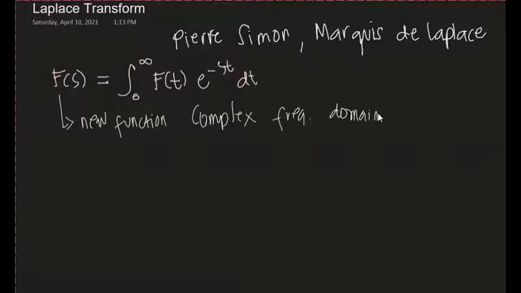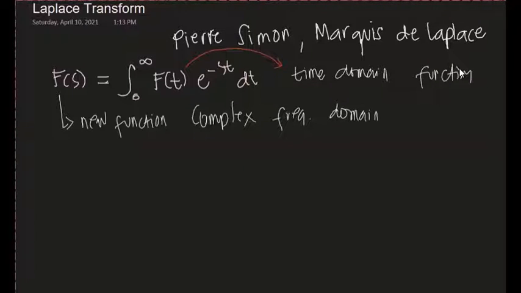Okay, so another one, we have f of t. Ang f of t nato naman is ang given nato sa time domain. This is aton time domain nga function. Ang s naton is your complex nga frequency domain. t naton is ang aton nga time domain.